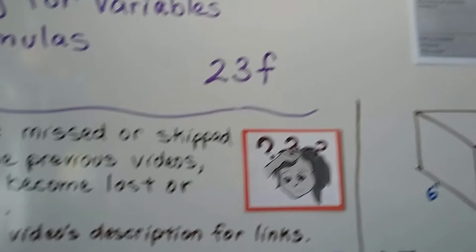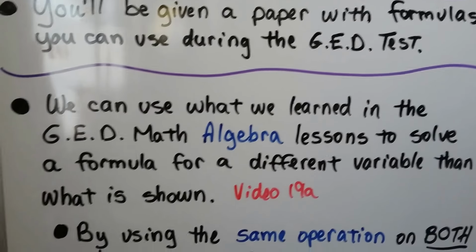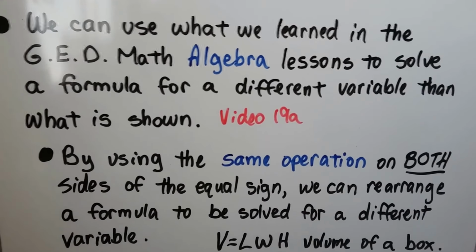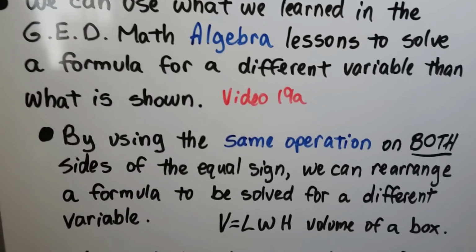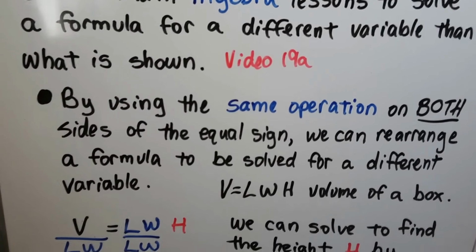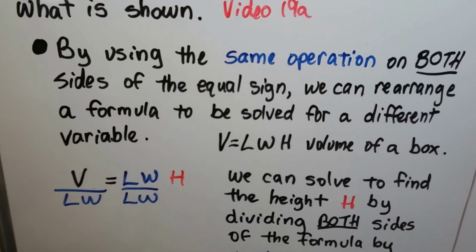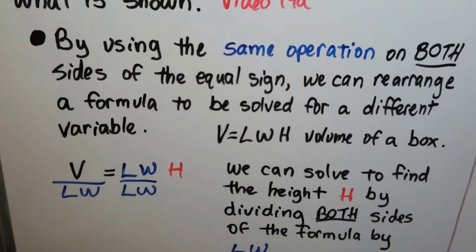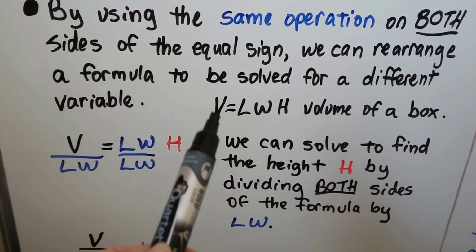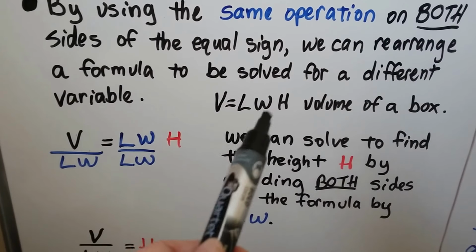But you need to know how to use them, okay? We can use what we learned in the GED math algebra lessons to solve a formula for a different variable than what is shown. We did video 19A where we solved for a particular variable. By using the same operation on both sides of the equal sign, we can rearrange a formula to be solved for a different variable.